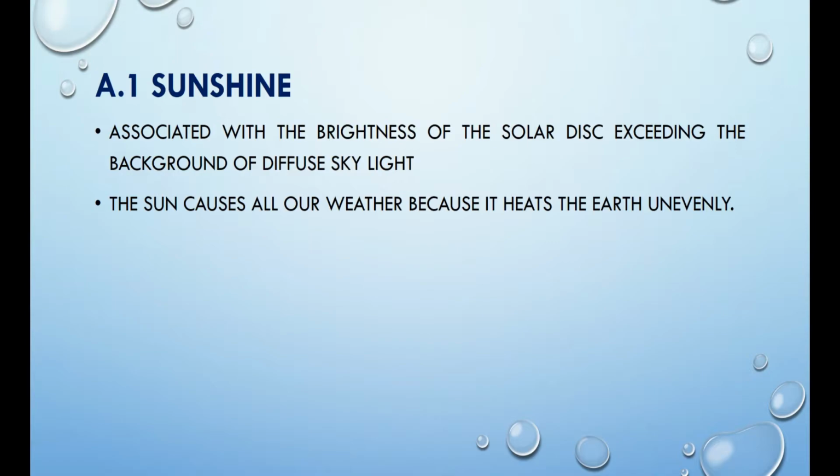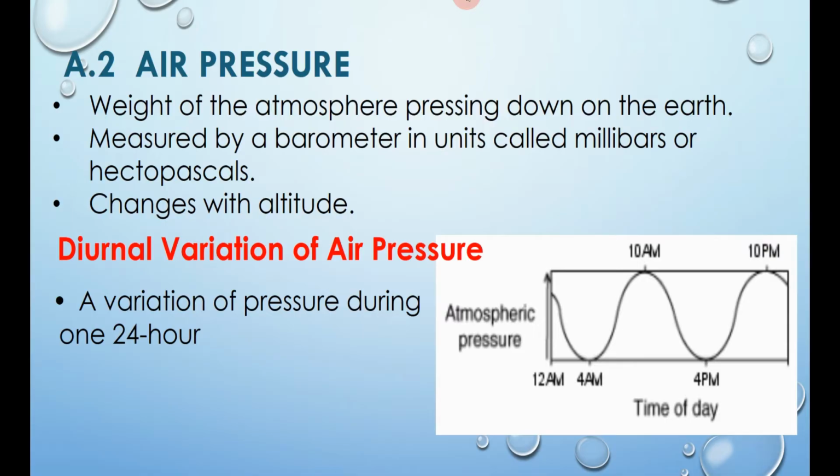Sunshine is associated with the brightness of the solar disk exceeding the background of diffuse skylight. The sun causes all our weather because it hits the earth unevenly. So it is better observed by our human eye with the appearance of shadows behind illuminated objects. Next is the air pressure. Air pressure is the weight of the atmosphere pressing down on Earth. And it is measured by a barometer in units called millibars or hectopascals.